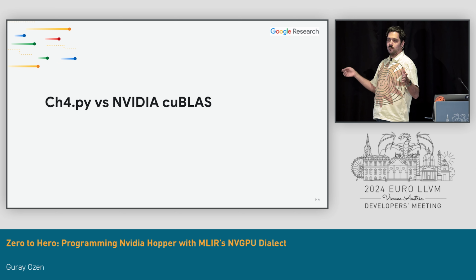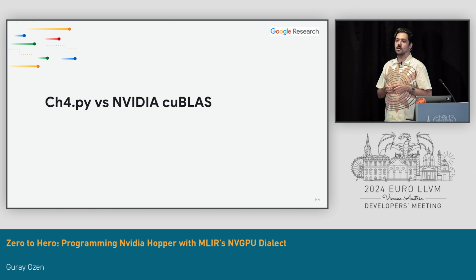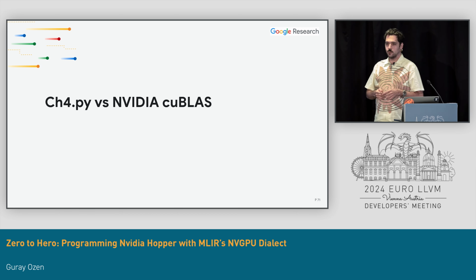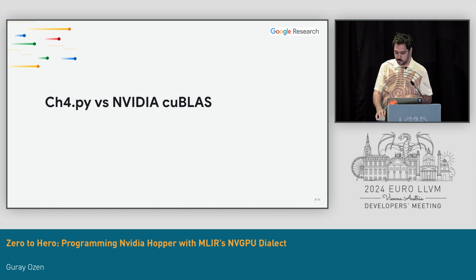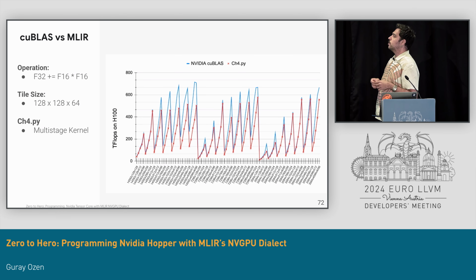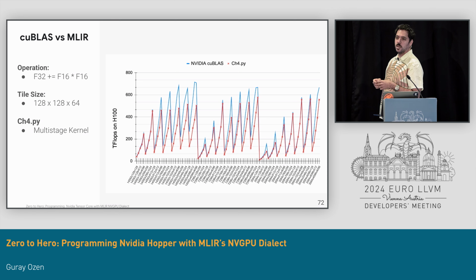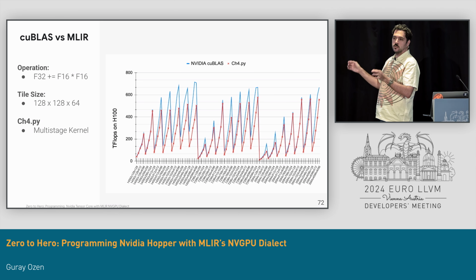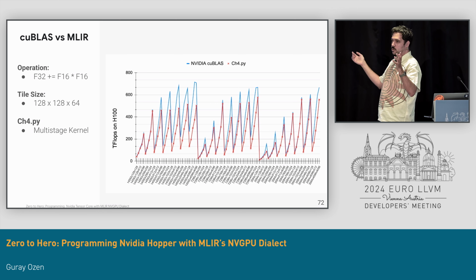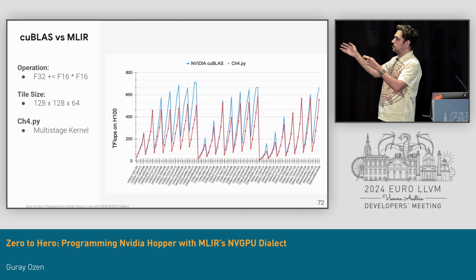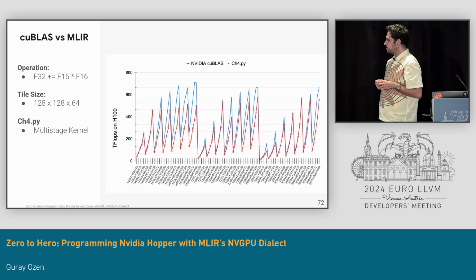CuBLAS is an amazing library. It's out of the box, gives you performance day 0, which is nice, and it's implemented by performance engineers. A lot of team behind this. So here is the performance difference between our poor chapter 4 against CuBLAS, and we don't know what CuBLAS is doing. We don't know the tile size. It's very closed source. It has its own heuristic. But in MLIR, we are still doing the same thing. We still have the same tile size.